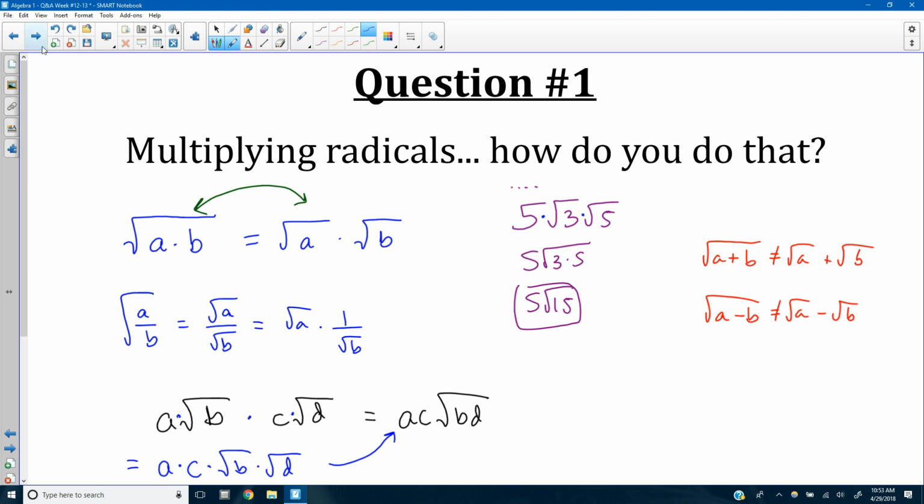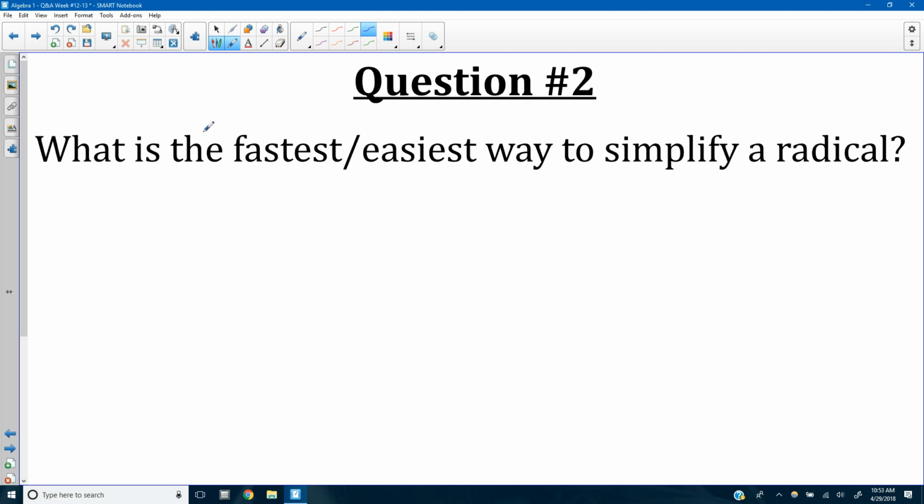Okay, question number 2, what is the fastest or easiest way to simplify a radical? Well, there are two different things you're stating here, one being fastest, one being easiest. Sometimes an easiest is someone's fastest. Let me just break this up into two different categories. One of them is factoring out perfect squares, so perfect square factorization.